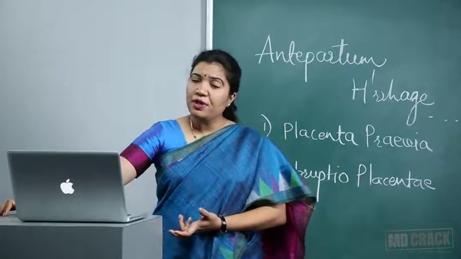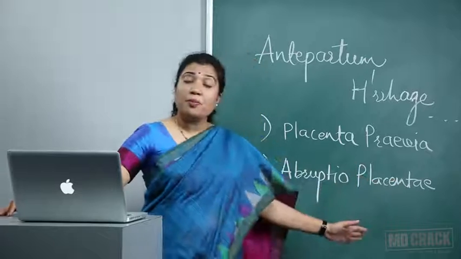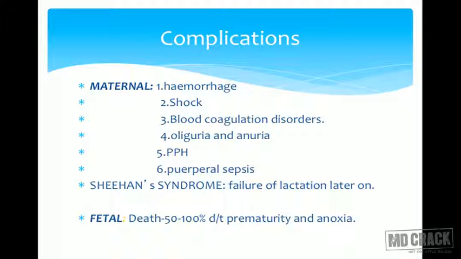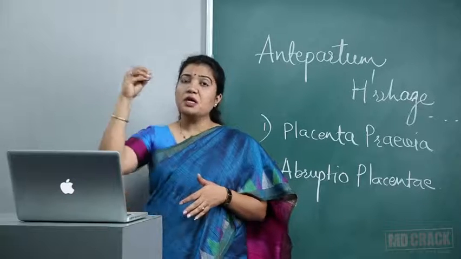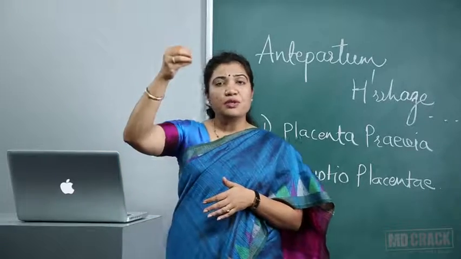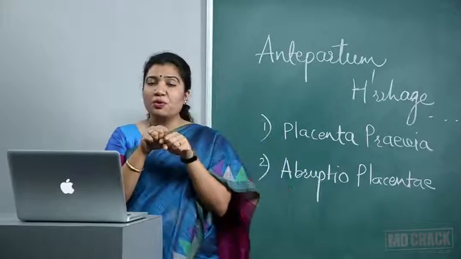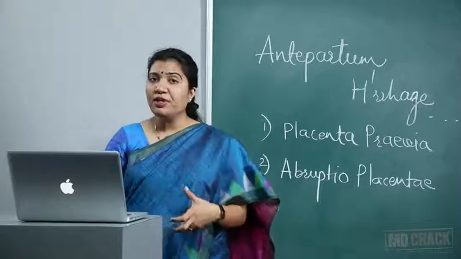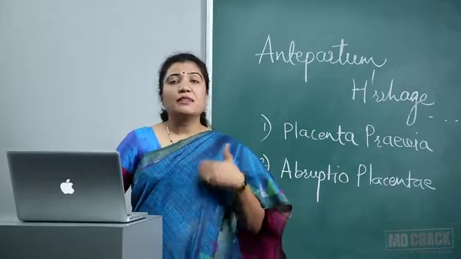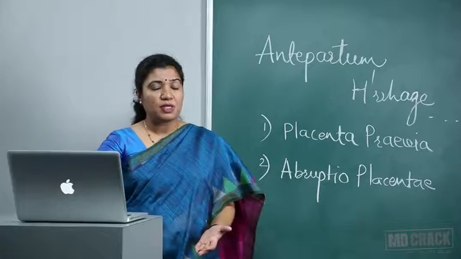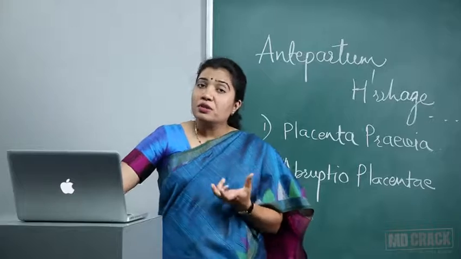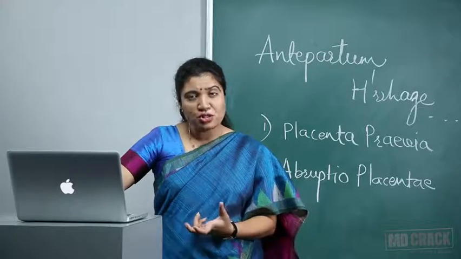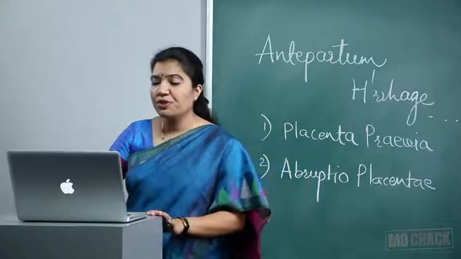Puerperal sepsis is very common in both placenta previa and abruptio. Sheehan syndrome, in which because of sudden blood loss, because of PPH, there is decreased blood supply to the anterior pituitary. Because of that, there would be pituitary necrosis and that will lead to failure of lactation and then secondary amenorrhea in these patients. So Sheehan syndrome, we see it commonly in PPH. It can also be seen in abruption.